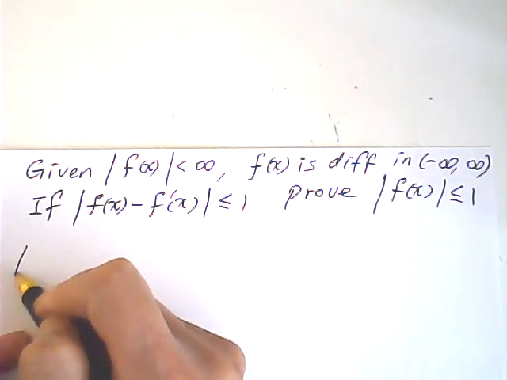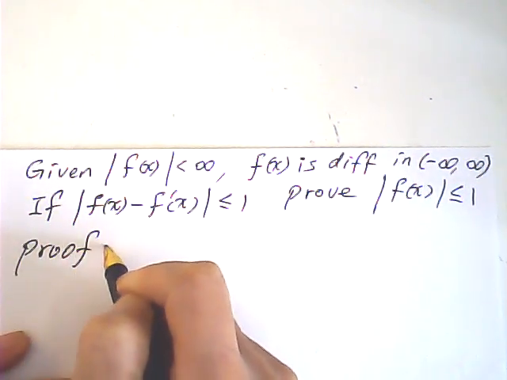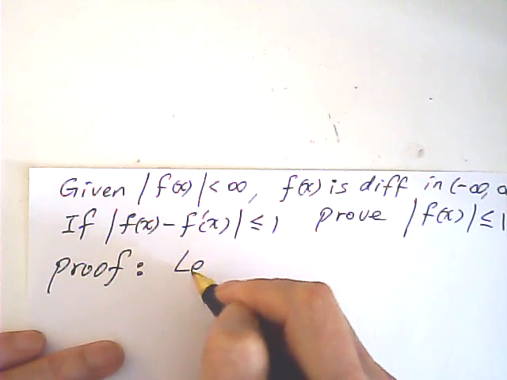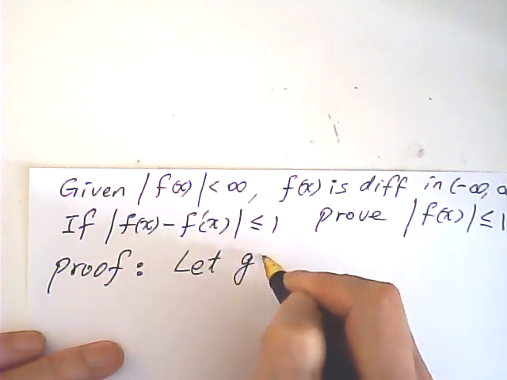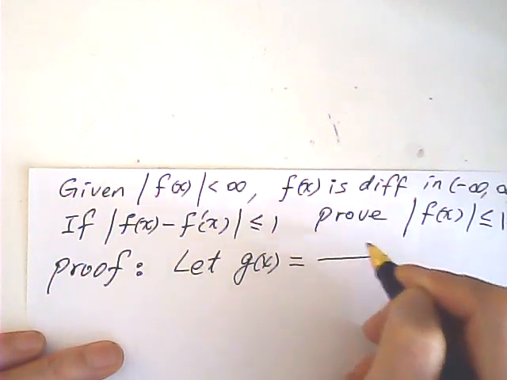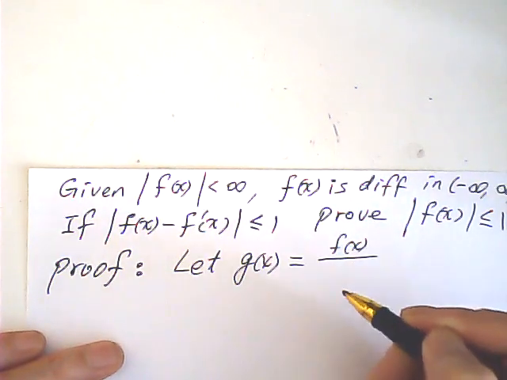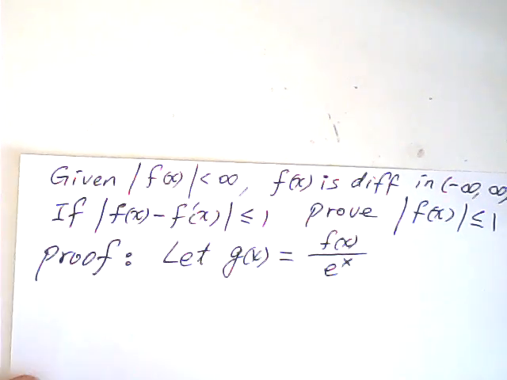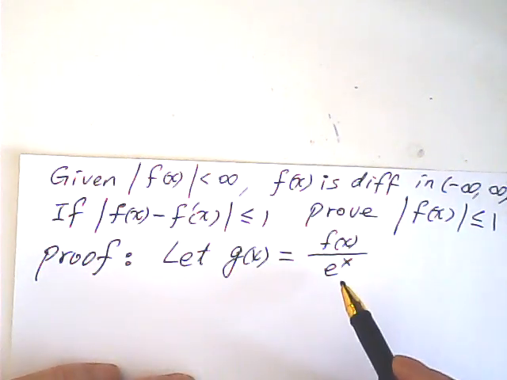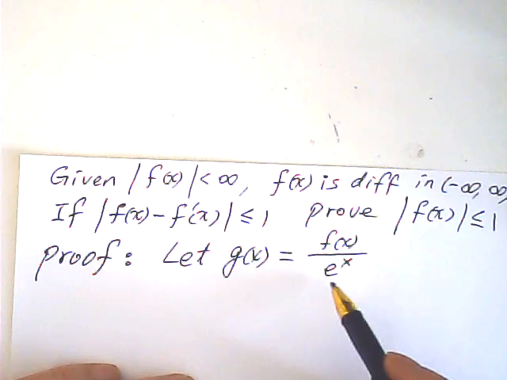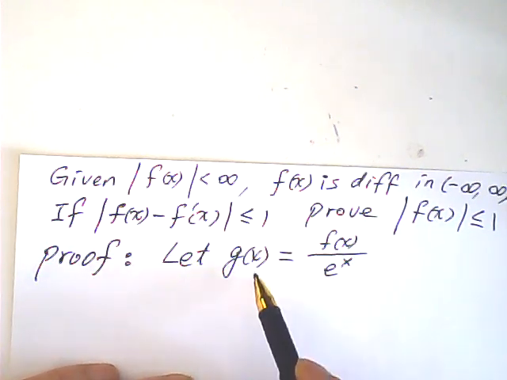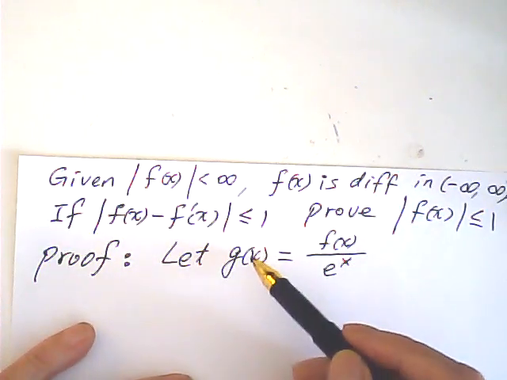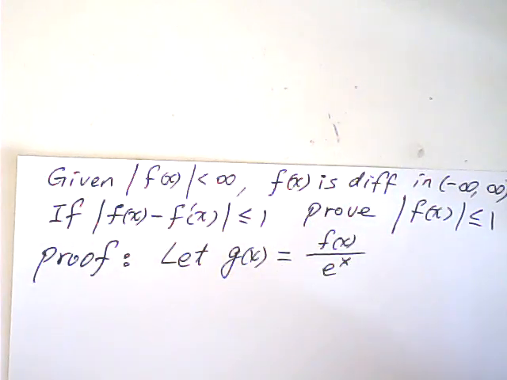Okay, this is my proof. Let g of x be equal to f of x over e to the power of x. Since e to the power of x is a non-zero number, g of x is well defined, and since f of x is bounded, g of x is also bounded.